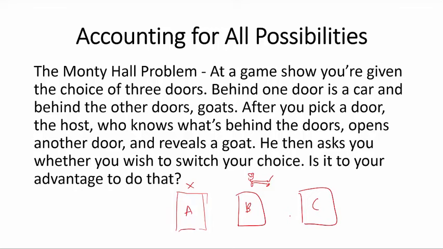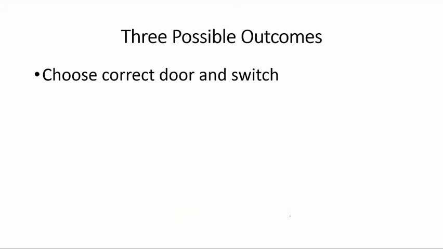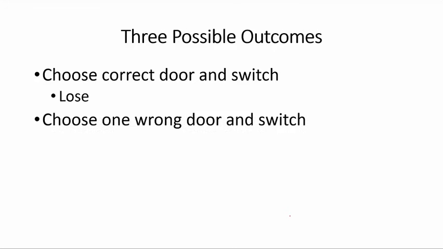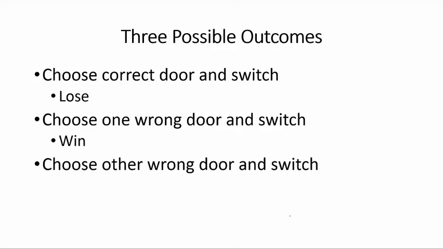Let us use the technique of accounting for all possibilities. There are three possible outcomes. You choose the correct door, although you are not aware of it, and you switch, in which case you lose. But you may choose one wrong door and switch, in which case you win. Or you may choose the other wrong door and switch, in which case you also win.